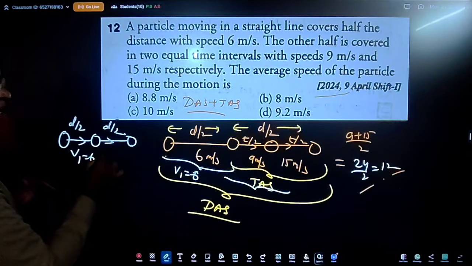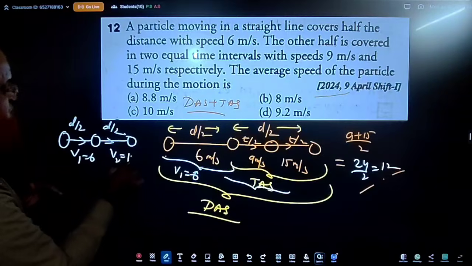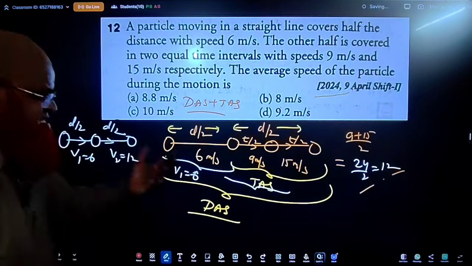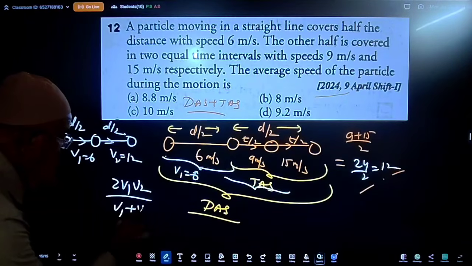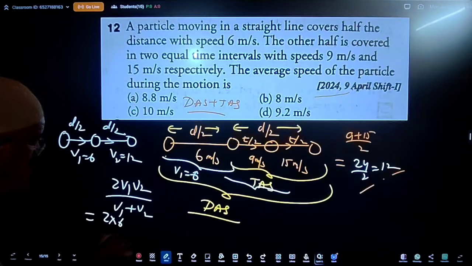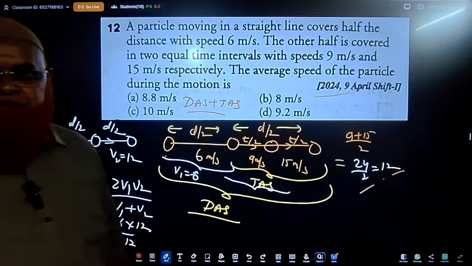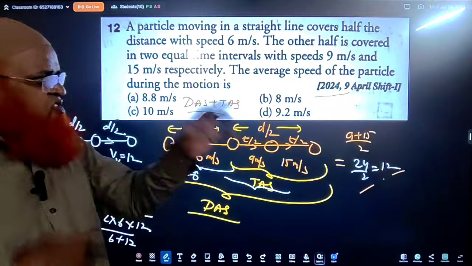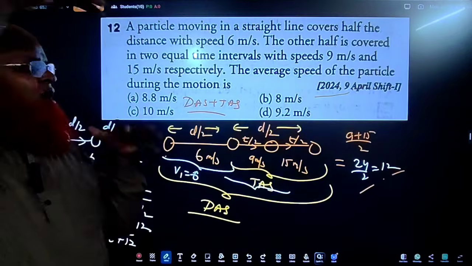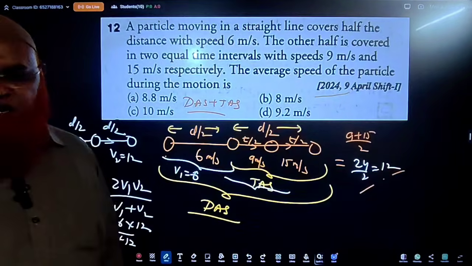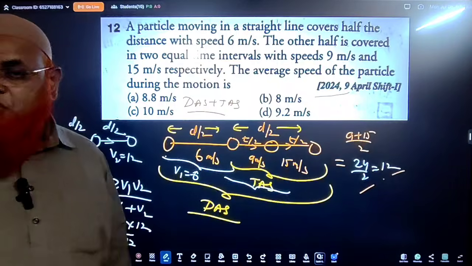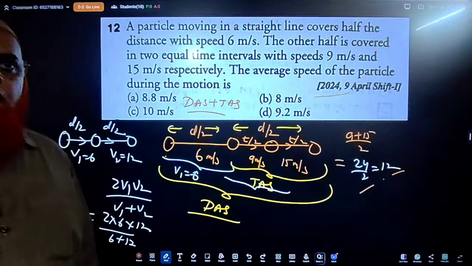First V is 6 and the second V is how much, which is 12. Now the average speed is nothing but 2v1v2 by v1 plus v2, which is 2 into 6 into 12 by 6 plus 12. Hope you understood this one. Is it clear? Even though it is such a confusing, lengthy question, to understand this question it takes nearly 30 or 50 seconds at least. You are a very fast reader.